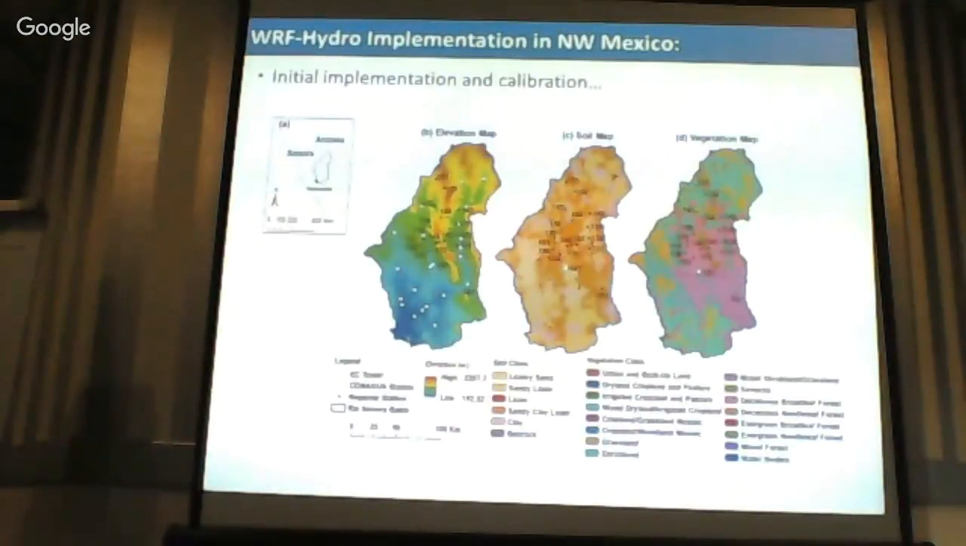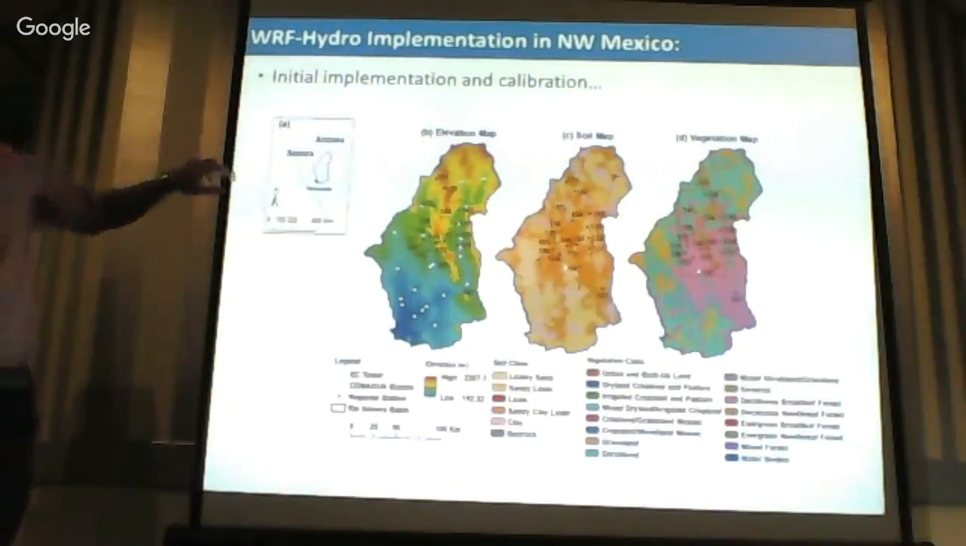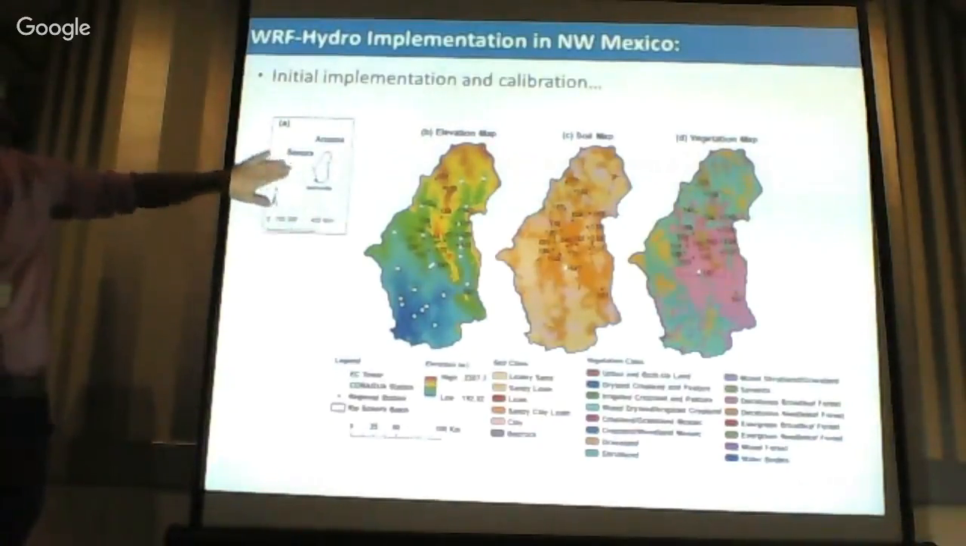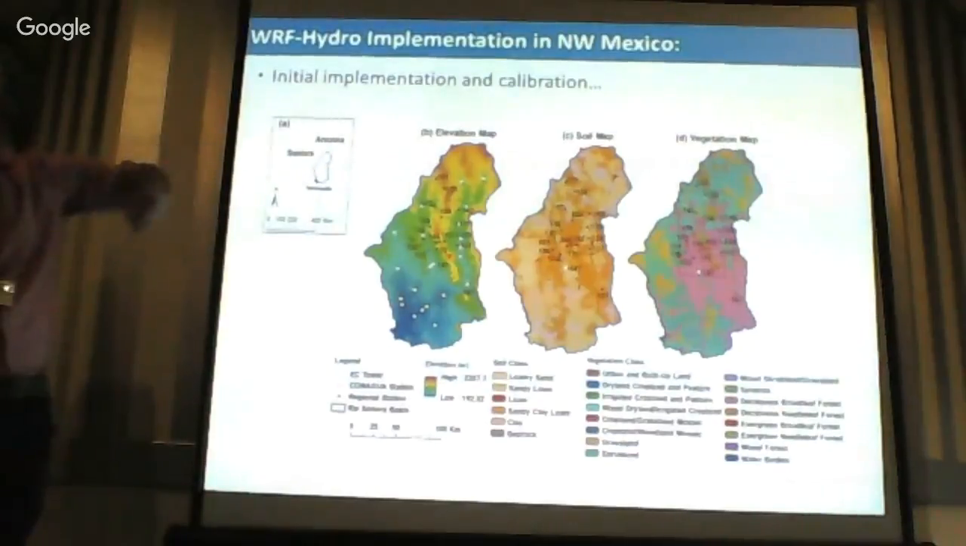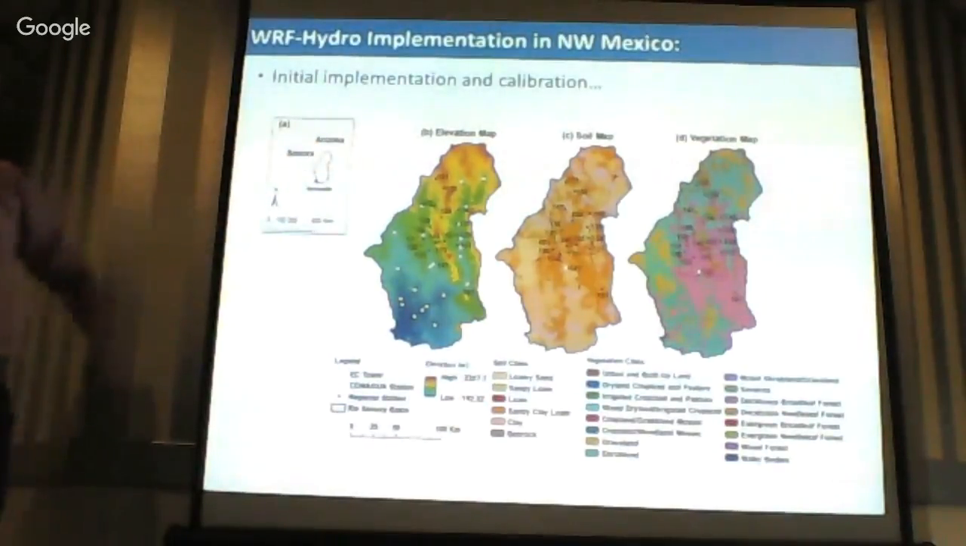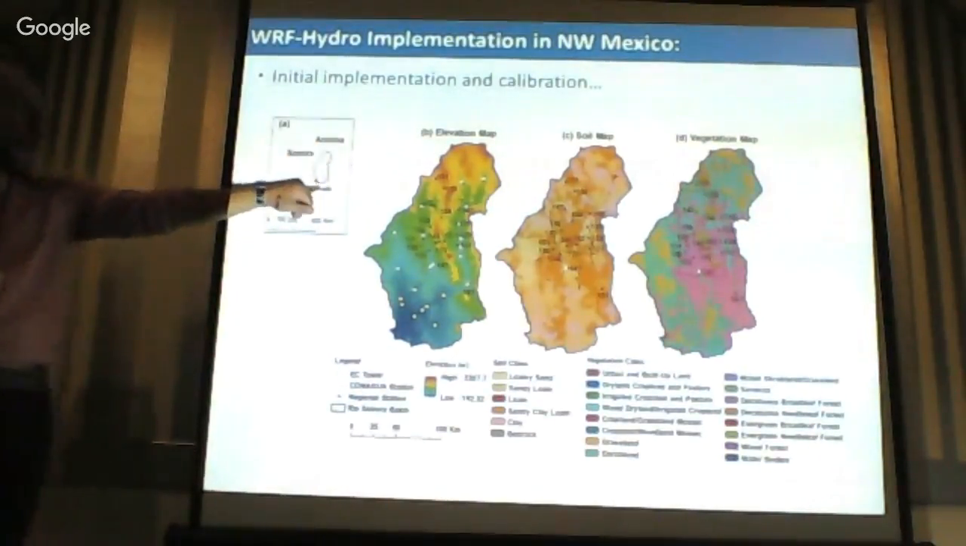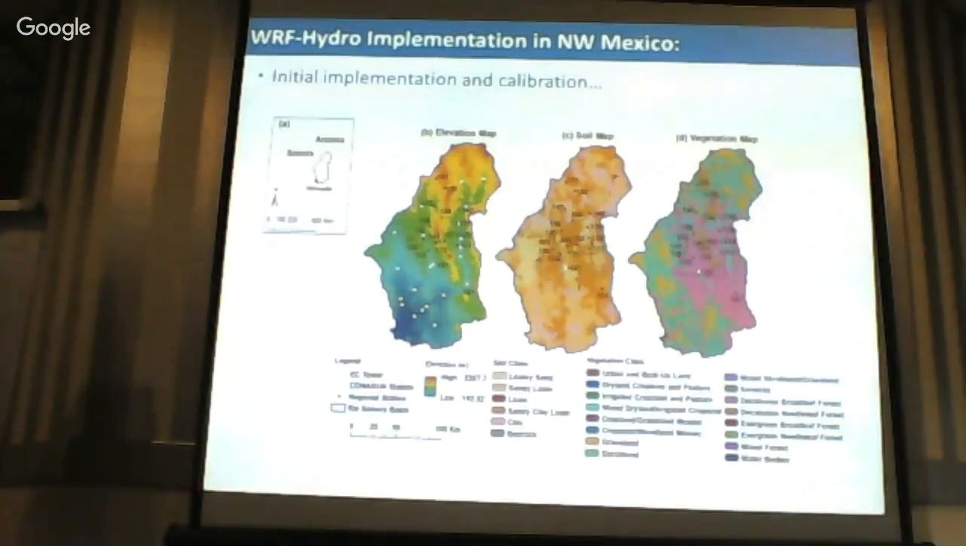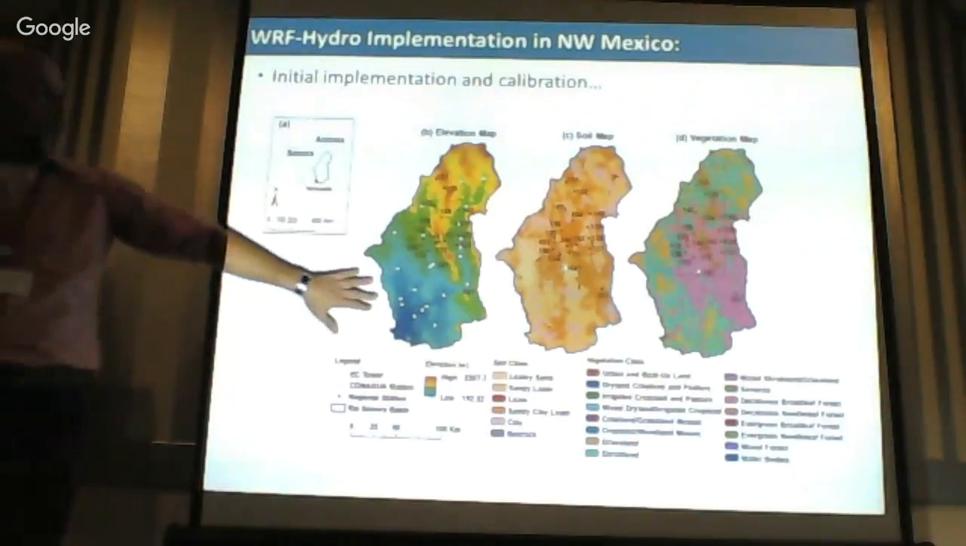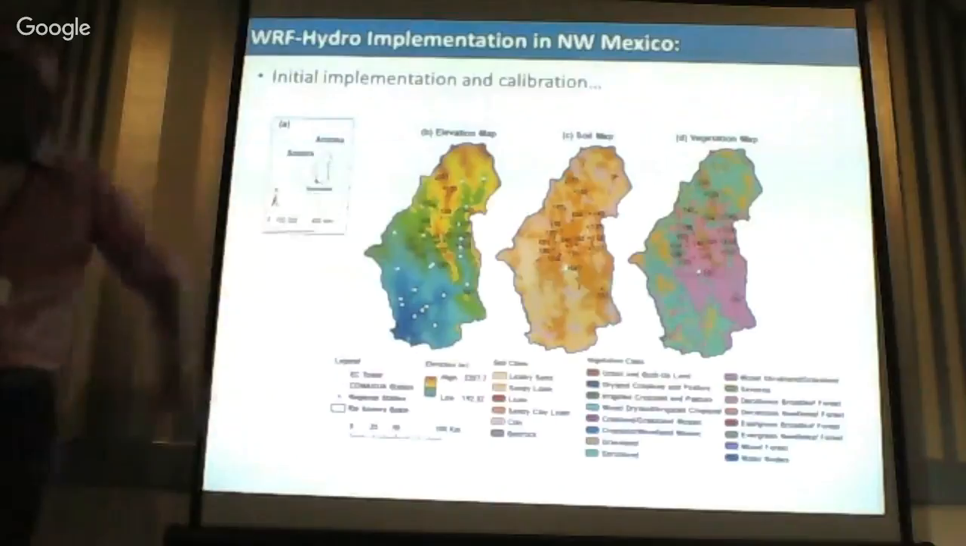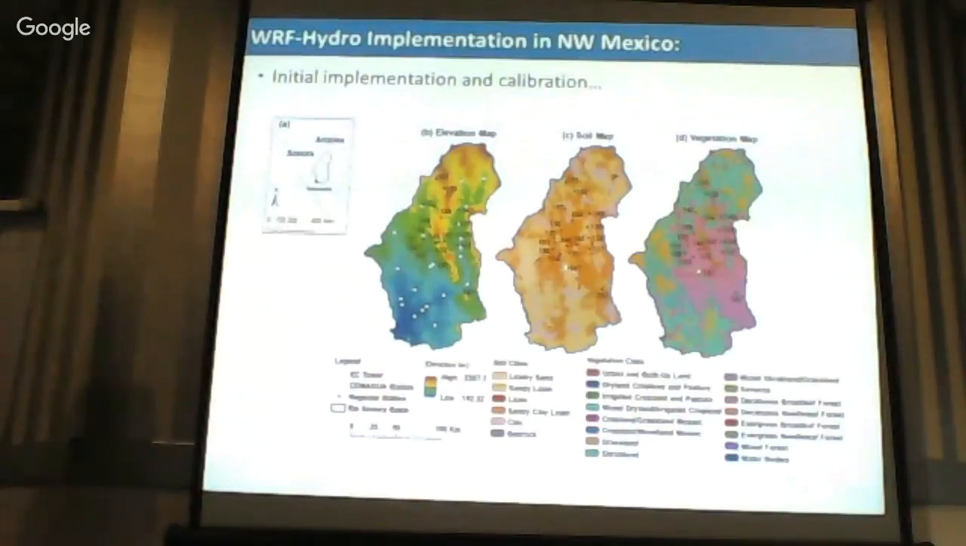So here's the region we're looking at. This is Northwest Mexico. The Gulf of California is in this region. Arizona and the United States here, and this is the Mexican state of Sonora. We're working largely in this river basin here, which is the Rio Sonora, that provides water for the city of Hermosillo in Northwest Mexico. This is a blow-up then of elevation, soils, and vegetation, which come from Mexican federal agencies.